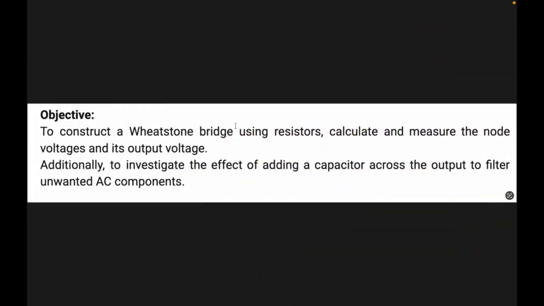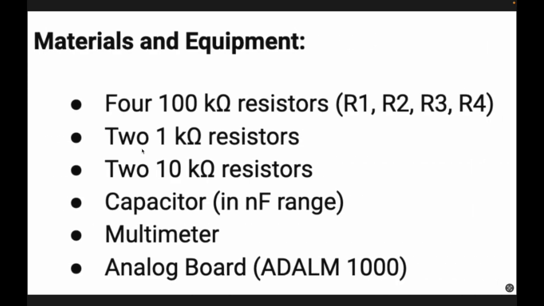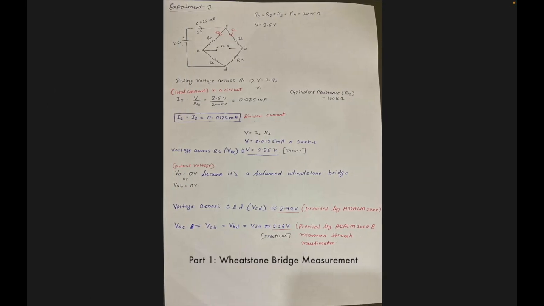We are going to construct a Wheatstone bridge using resistors, calculate and measure the node voltage and its output voltage, and so on. Here is a list of material and equipment which we require for this experiment: 100 kilo ohm resistors R1, R2, R3 and R4, two 1 kilo ohm resistors, two 10 kilo ohm resistors, a capacitor in the nanofarad range, a multimeter, and the analog board ADALM1000.